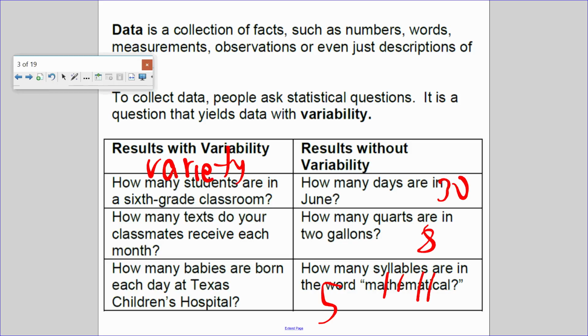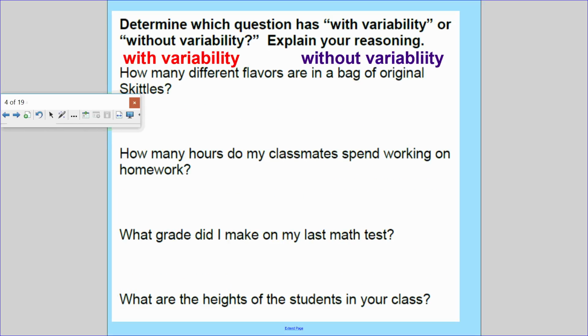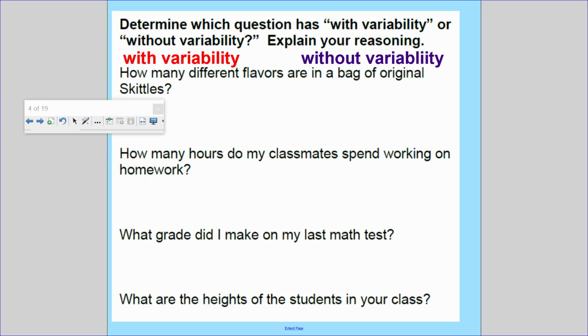So I'm going to give you some examples of different statistical questions, and you're going to tell me, is it with variability or without? How many different flavors are in a bag of Skittles? I believe there's only like 5 flavors, without variability. It doesn't come with a variety of answers. How many hours do my classmates spend working on homework? Some kids only do their homework, so 0. Other kids spend hours and hours because they don't get it, or they just want to be conscientious, so with variability.